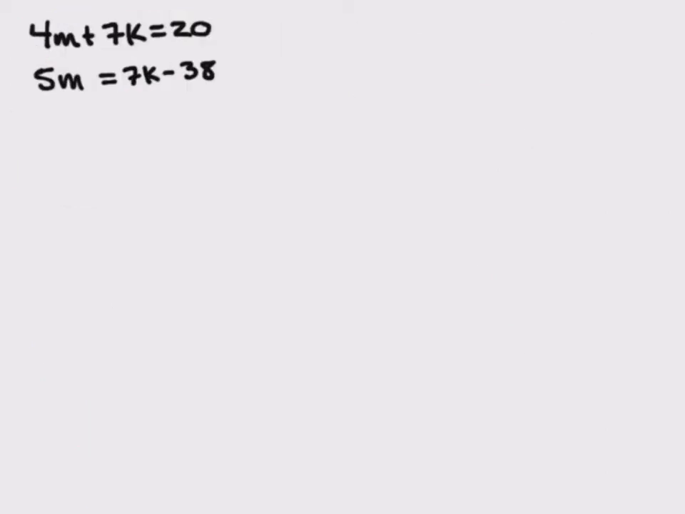All right, let's try another. Now let's try to solve the system of equations 4m plus 7k equals 20 and 5m equals 7k minus 38. So just looking at both, I can tell right away that it's going to be really tough to graph these without doing some eyeballing on the graphing part, because there's going to be a lot of fractions whether or not we solve for m or for k. Equivalently, because solving for m or k is going to involve a lot of fractions, using the substitution method might be a little bit tedious.